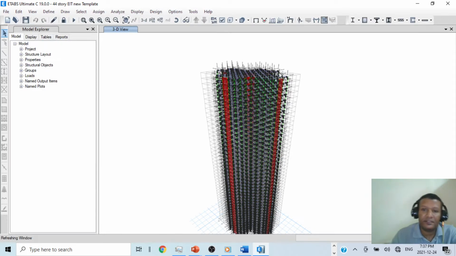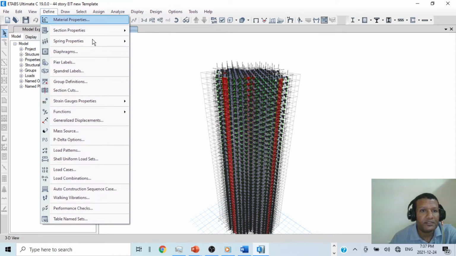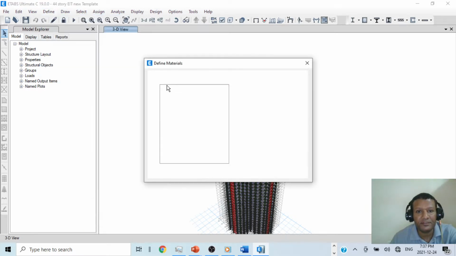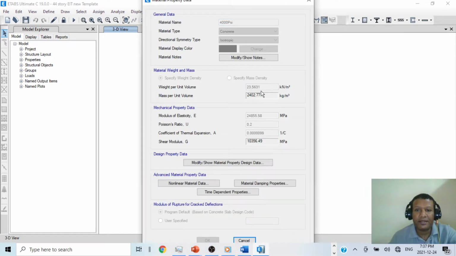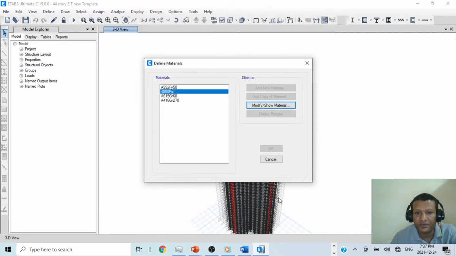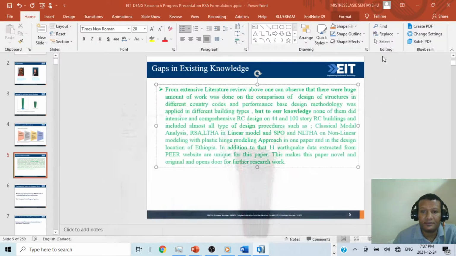When the model is nonlinear, it's already very heavy, that's why the computer is very slow. So here, material property, when we define the material property in the concrete section here, now we can play here as per any type of research. The material type, weight per unit volume, mass per unit volume, anything we can change here, so we can make the research different for different time. So as per different approaches we can make this work novel.